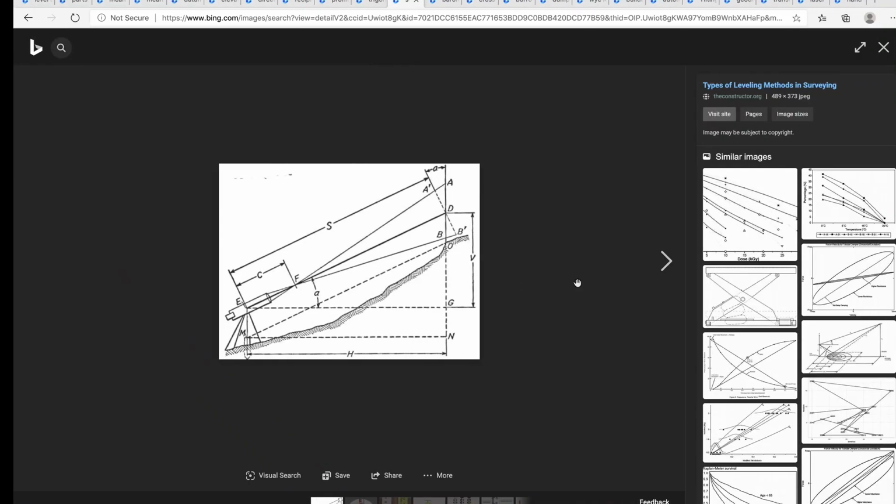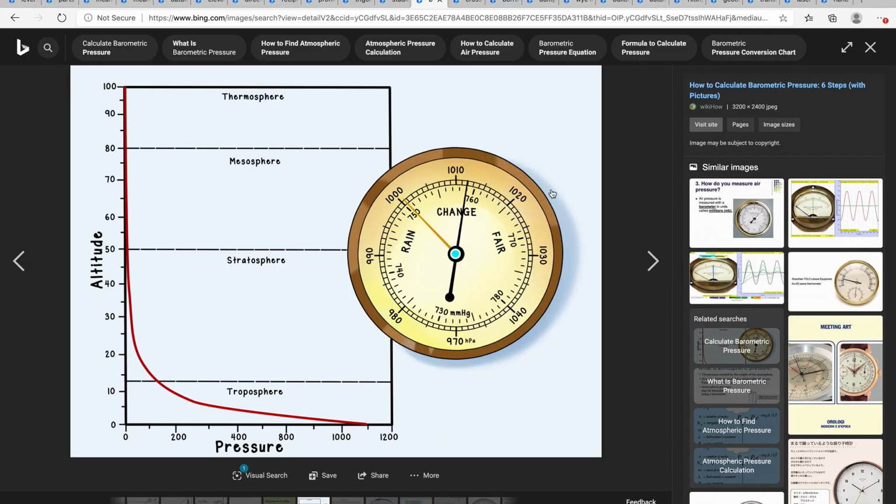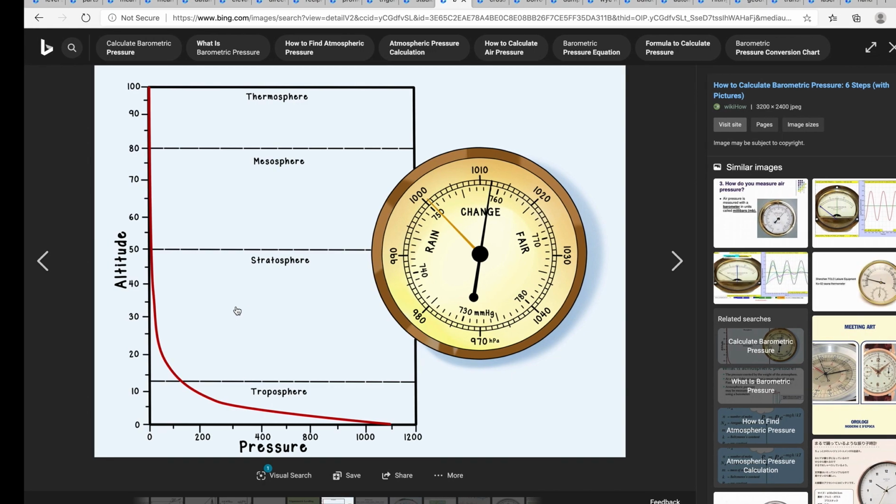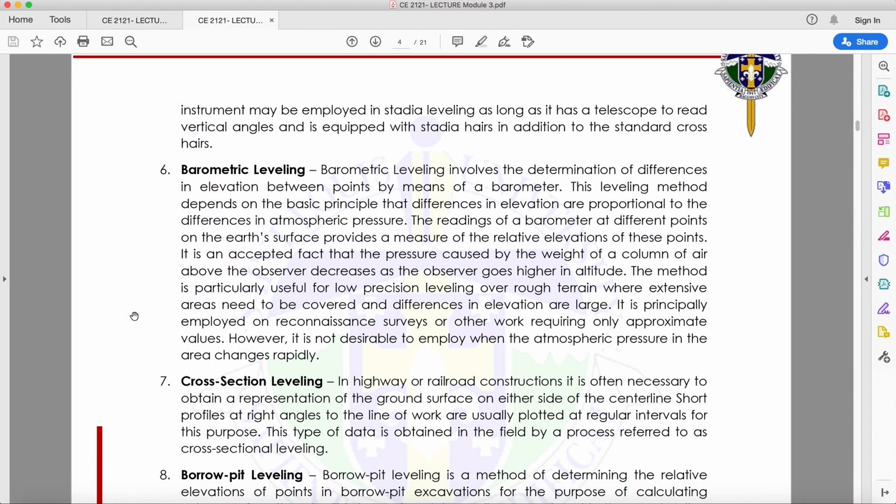So for barometric leveling, we need the help of a barometer. Okay? As your altitude goes higher, the pressure decreases. As the altitude goes lower, this is by the way with respect to mean sea level, the pressure increases. Then if you have your two pressures, subtract them, and you can get the difference in pressure. From there, you can now solve for the elevation or the difference in elevation.